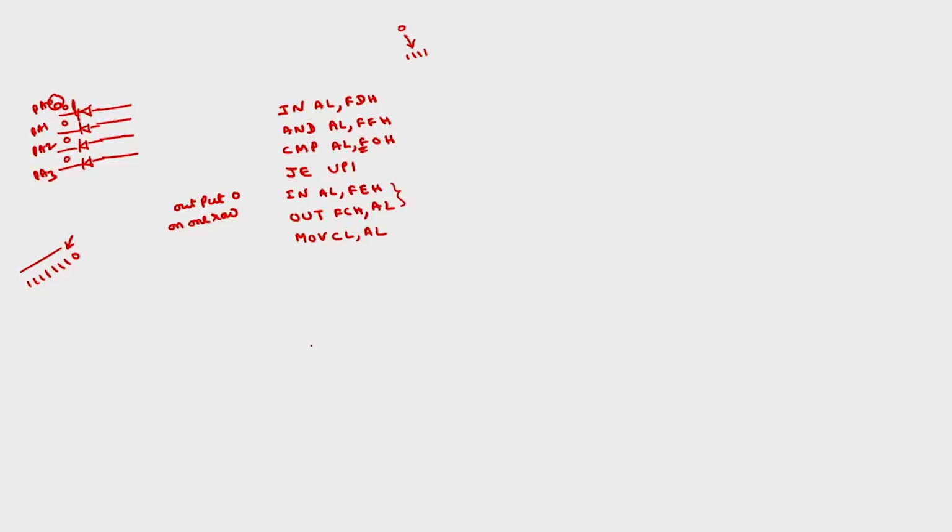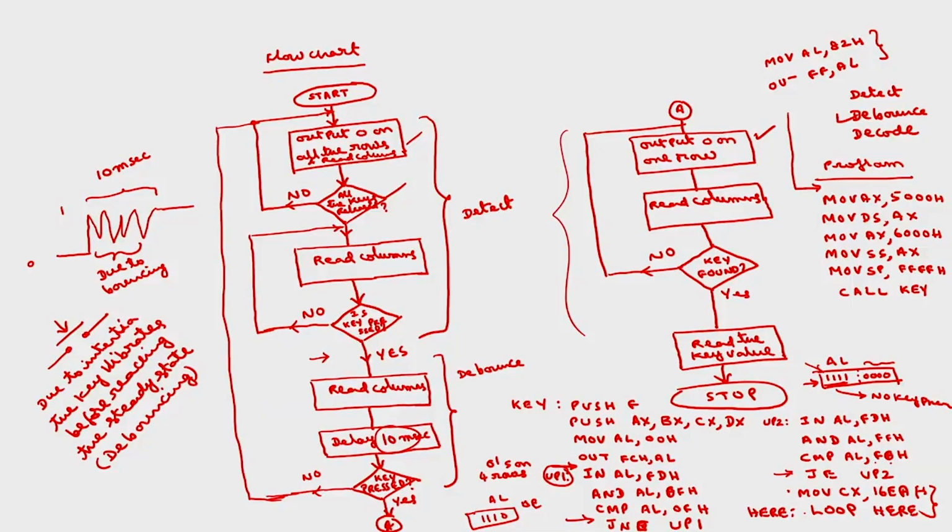Okay. So after sending a 0 on one row, you have to read the columns. If a key is not found, you have to repeat the same process. What are the instructions to read the columns? Columns are connected to PB4, PB5, PB6, PB7. So to read the columns: IN AL, and the port B address is FDH. Now in AL we will have port B. In this, the upper 4 bits will be the 4 columns, and the lower bits will be the 4 rows.